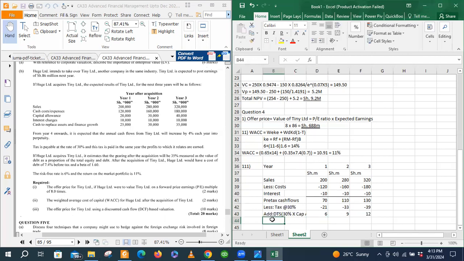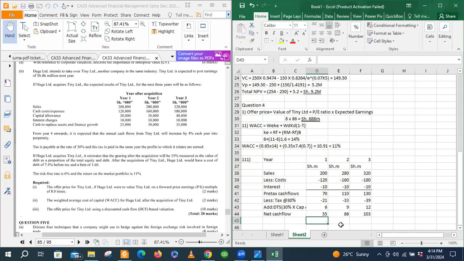So we have our net cash flows, which is the summation of that. So 70 minus 21 is 55, plus 6. How much? 55. Yes. Year 2, 86. Year 3, 103. Yes. Then at that point, we can less our capital investment.